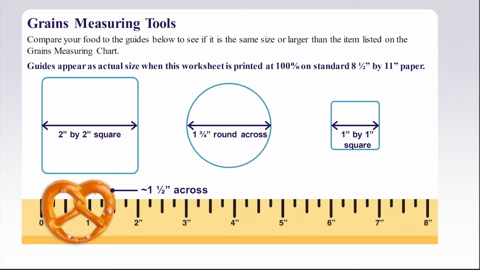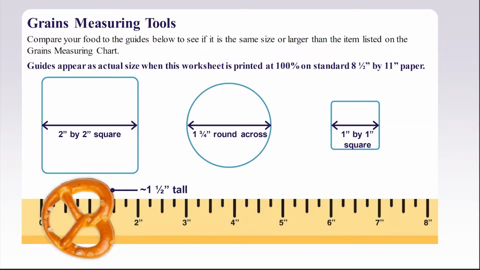The grain item in our example is pretzels, and because there is no pretzel shape in the grains measuring tools, we will use the ruler at the bottom to measure our pretzel. Let's take a look at the pretzel now. The ruler shows us that this pretzel is about 1 1/2 inches across. Let's rotate the pretzel to see how tall it is. This ruler shows that the pretzel is 1.5 inches tall as well. Now we know that the pretzel measures 1.5 inches wide by 1.5 inches tall.